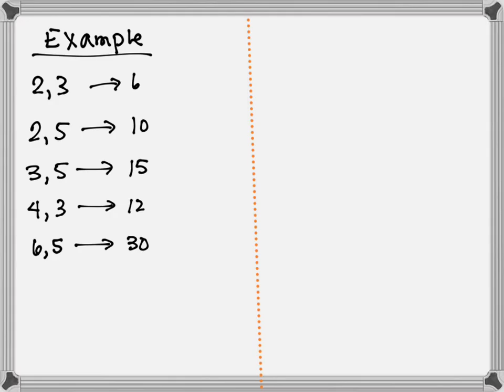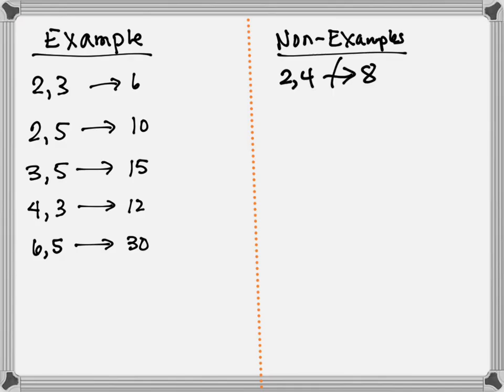Okay, let me do some non-examples. So we can't say 2 and 4 means it's divisible by 8. This doesn't work. Just because something's divisible by 2 and 4 does not mean it has to be divisible by 8. It could be, but it doesn't have to be. If we did 5 and 10, it does not have to be divisible by 50. It doesn't have to work that way. How about, let's try 6 and 2. 6 and 2 does not have to necessarily divide by 12. A number can be divisible by 6 and 2 and not divide by 12.